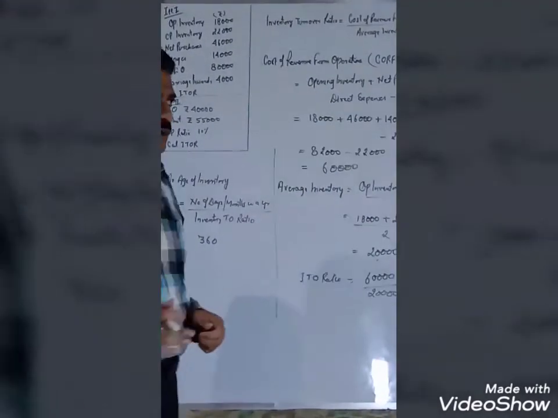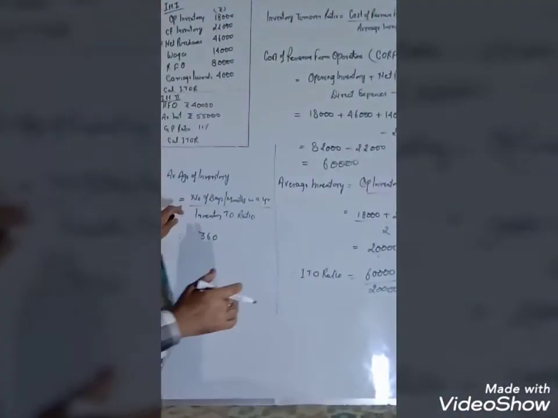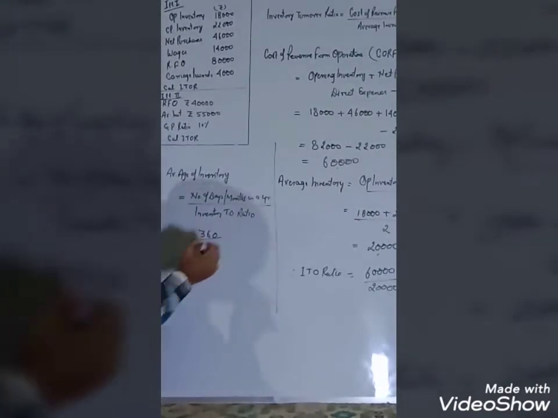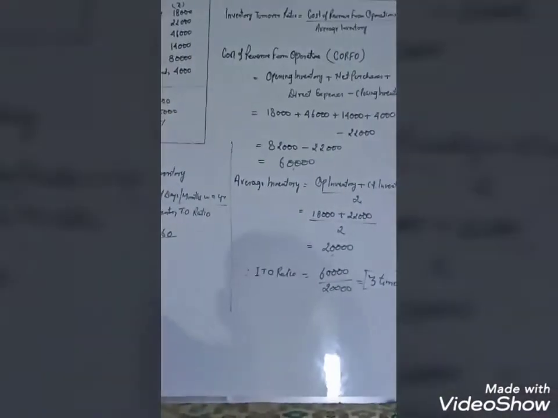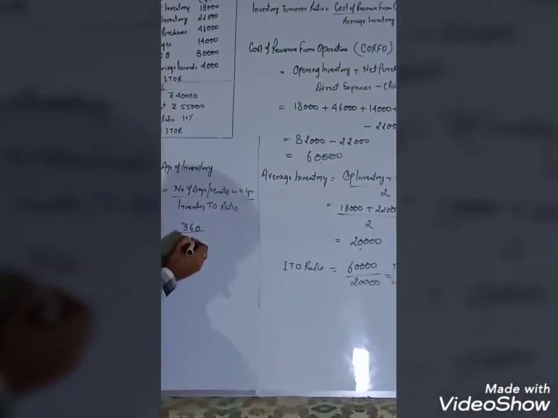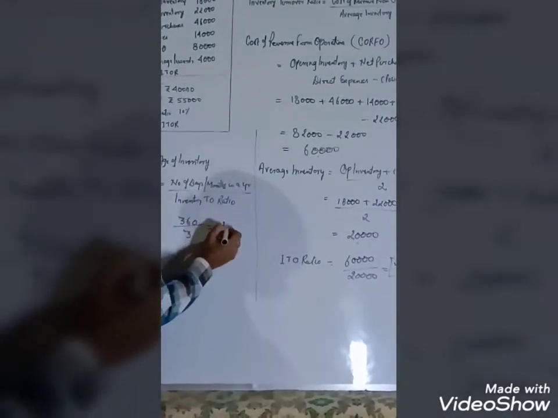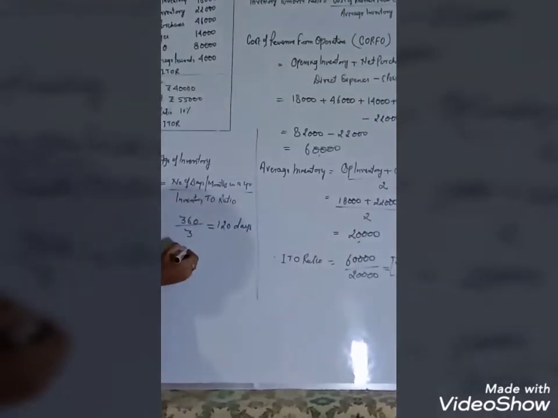Because we are taking a standard month of 30 days. So for that, the 360 days for a year will be divided by the inventory turnover ratio. The inventory turnover ratio we had calculated as 3 times, divided by 3. This will become 120 days.